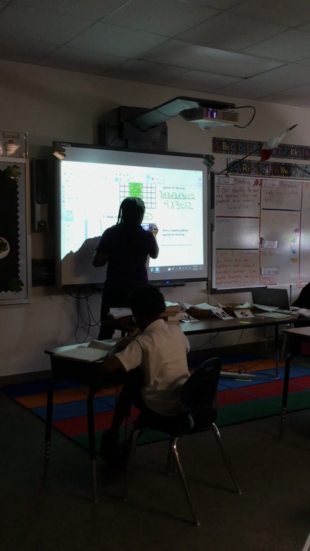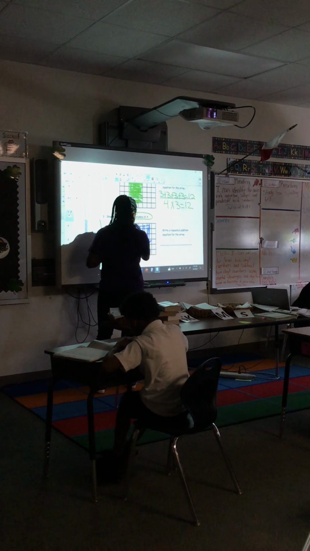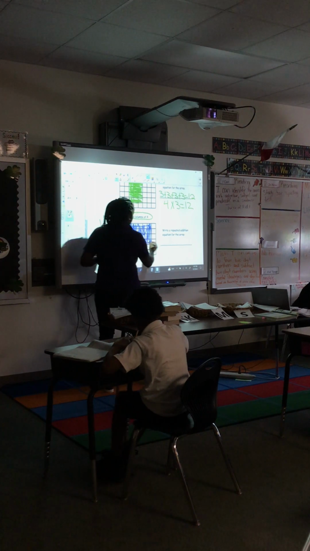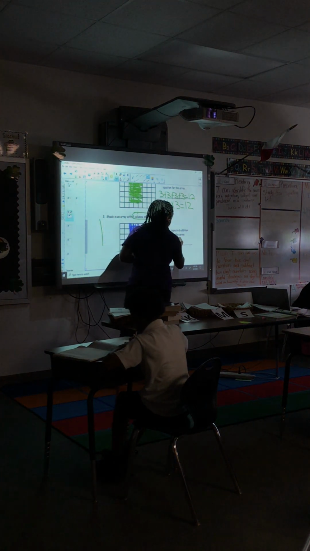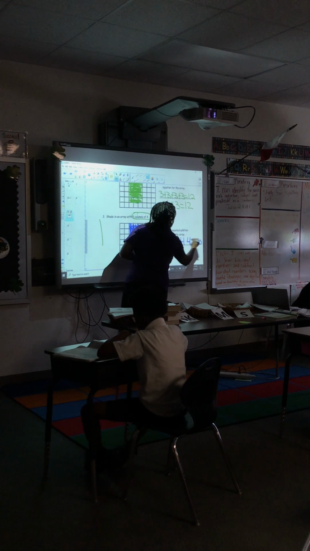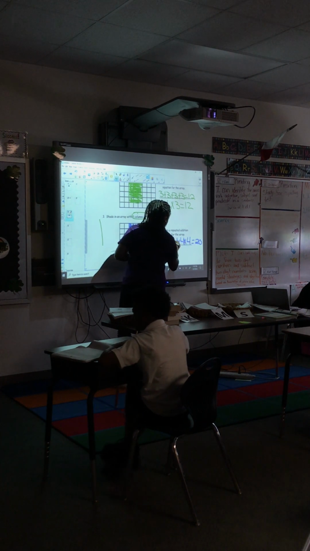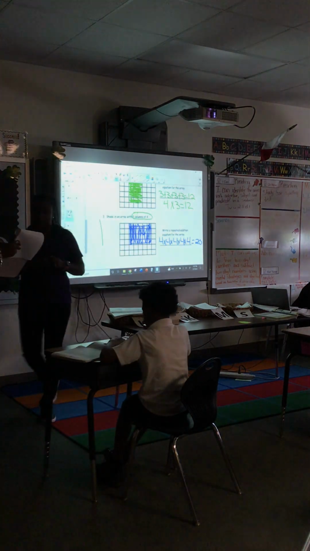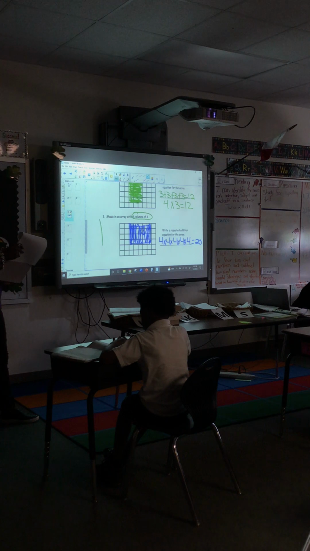All this should be shaded in. And what's my addition sentence? 4 plus 4 plus 4 plus 4 plus 4 equals 20. And what's my multiplication sentence? 4 times 5. Yes, ma'am. 5 times 4 equals 20.